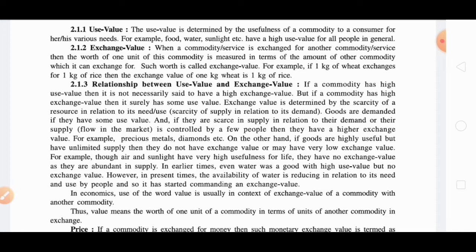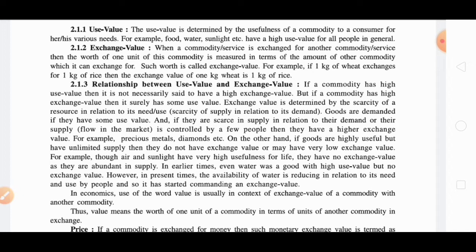Let us discuss it again. When a commodity or service is exchanged for another commodity or service. So in barter system also we are exchanging one good or service for another. Then the worth of one unit of this commodity, it means the value, or we can say the price of one unit of this commodity, is measured in terms of the amount of other commodity which it can exchange for. It means we have to give something to get something, and such worth is called exchange value.